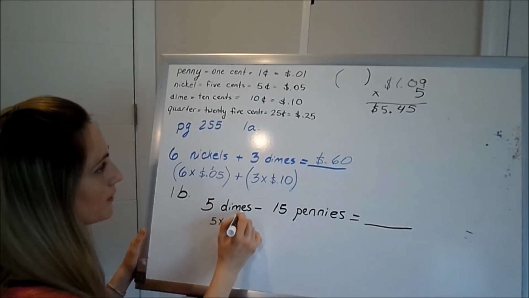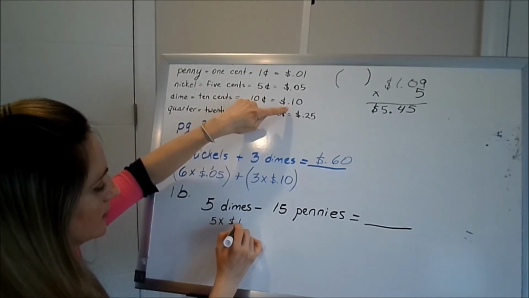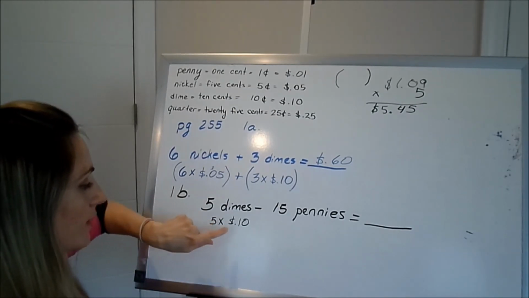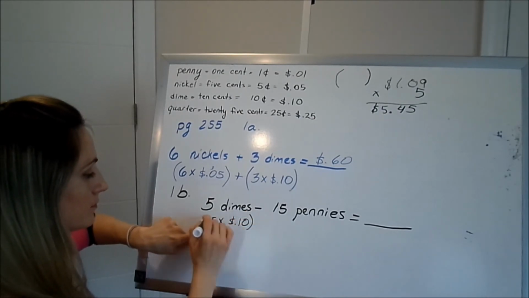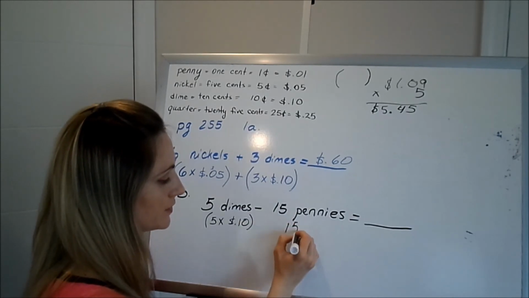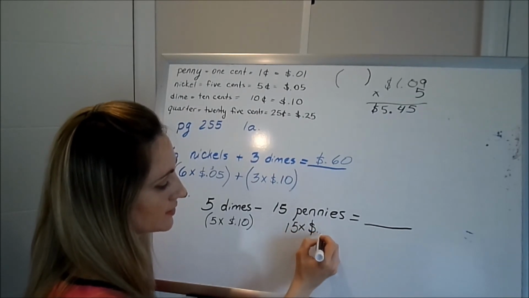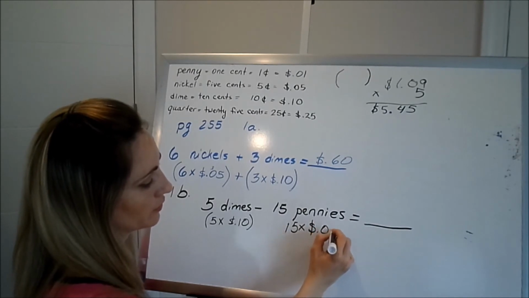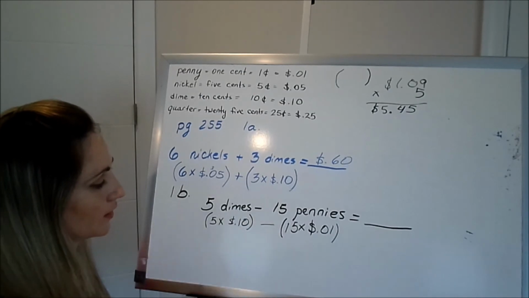How much is 1 dime? It is $0.10. And we're going to multiply it by 5 because there's 5 dimes. We have 1 dime, but there are 5 of them. Okay, and then you're going to figure out 15 pennies. You're going to write 15 times, $ sign first, what's the value of a penny? $0.01 in parentheses. And only then subtract.